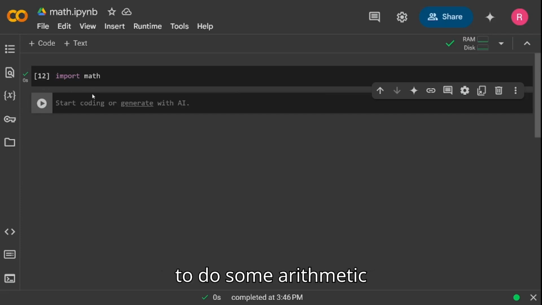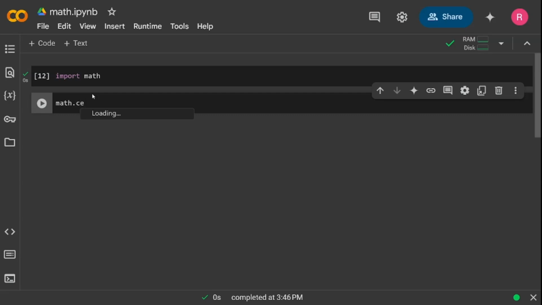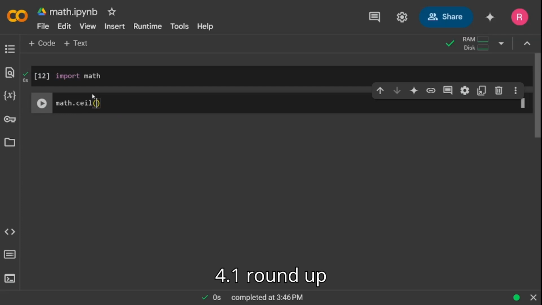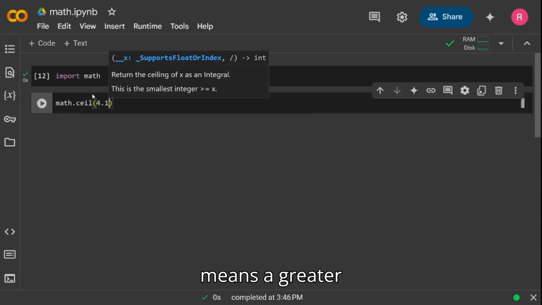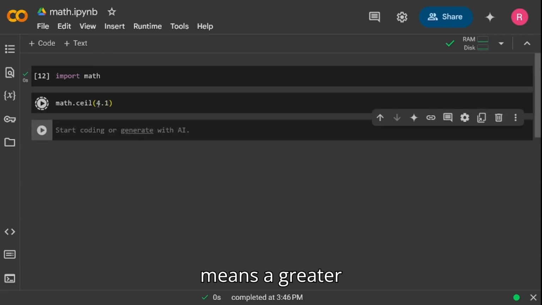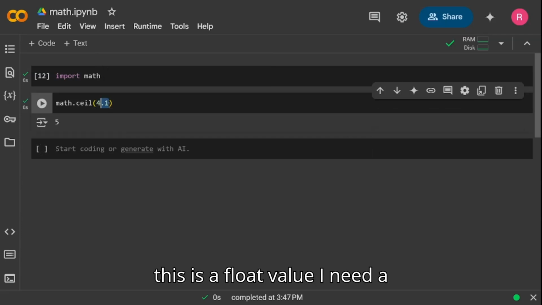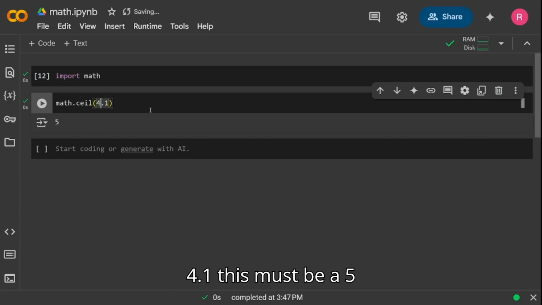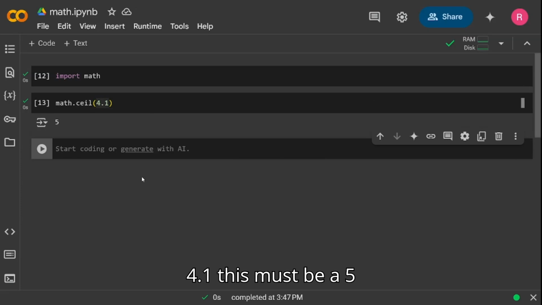Now we need to do some arithmetic function operations. If I need to round a value up, I can do math dot ceil, and I need the round up value of 4.1. Round up means greater; this is a float value. I need an integer value greater than this 4.1. This must be a 5.